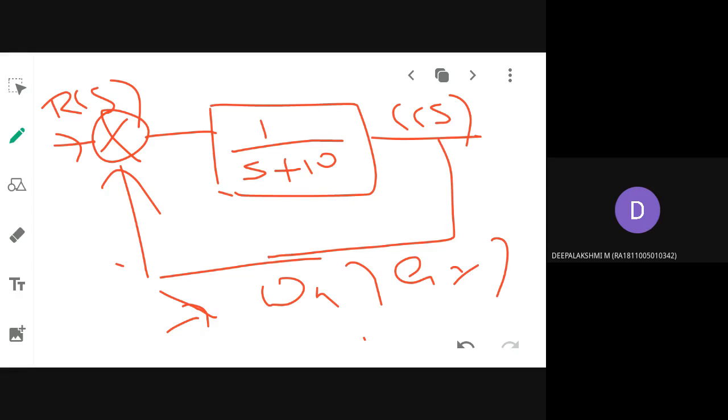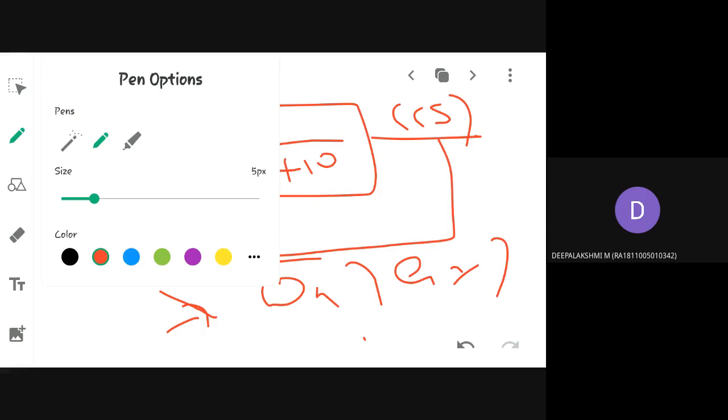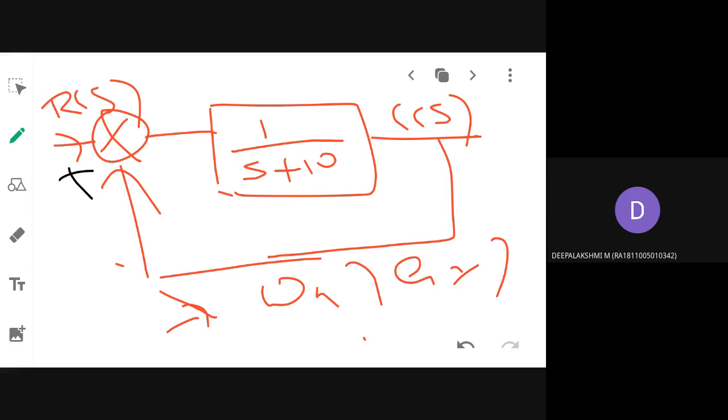This is what type of feedback system? The feedback is not given, so assume it to be negative feedback, a unity negative feedback system. So you know how to eliminate it. What is the rule for eliminating a negative feedback? G of s divided by 1 plus G of s H of s. Okay, solve it and tell me the answer.